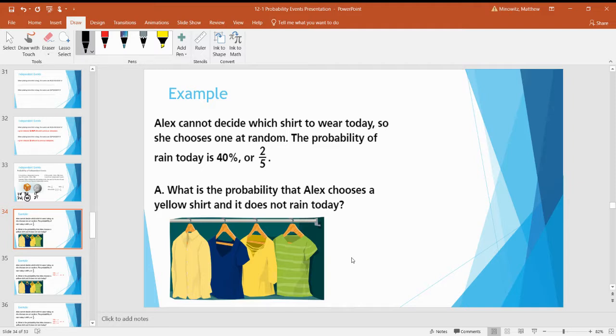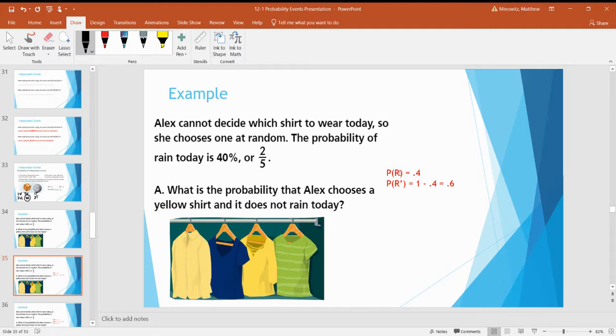Now, we also know that the probability of rain is 40%. 40% as a fraction is 2/5. So now what's the probability that she chooses a yellow shirt and we don't have rain? Now, I don't know about you, but I don't pick my shirt based on the weather outside. So I'm going to consider those independent. Okay, and I'm going to write down the probabilities that I have.